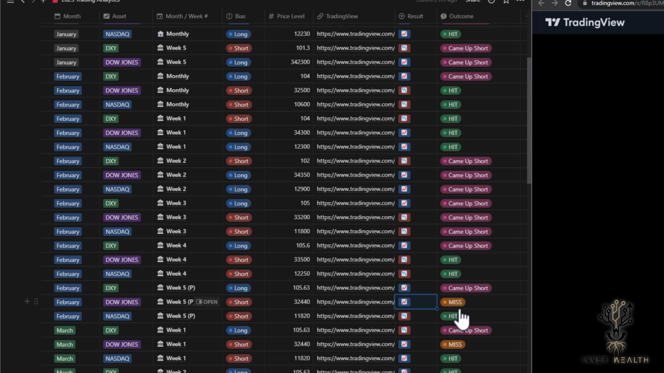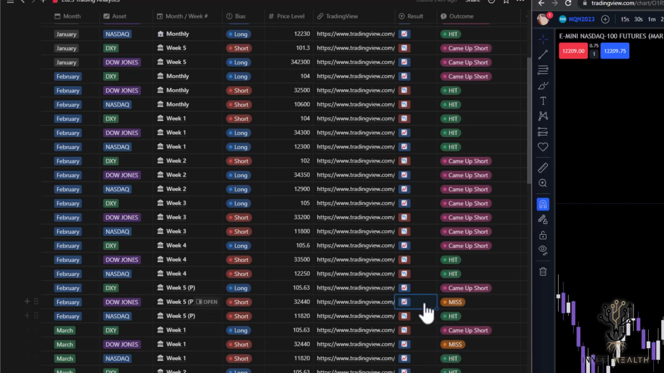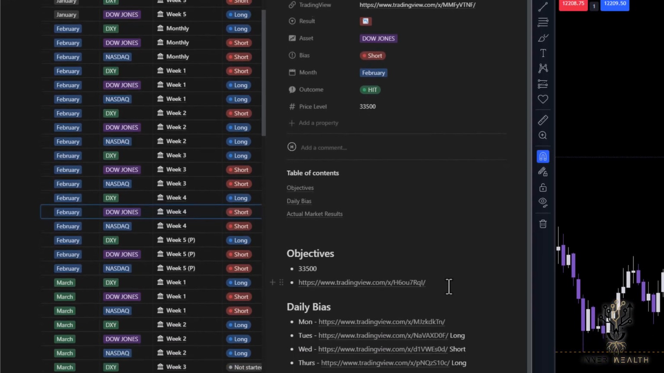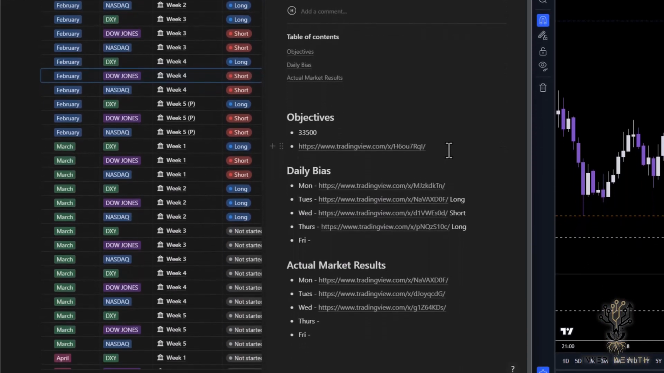And on that weekend, I believe this is the main reason why people should be backtesting, is backtesting information like this. Going through your week, going through every single bias, seeing if you were heading towards the right direction. So of course, out of the weekly, you're not going to get all your biases. But what you can do is come over here. Let's go to Dow Jones week 4, open. The weekly bias may not give you everything you need, but you can document your daily biases.